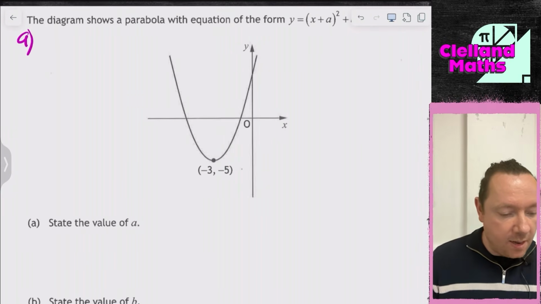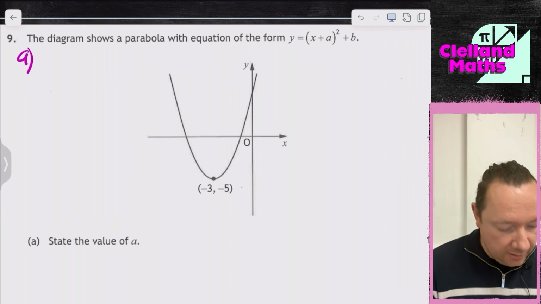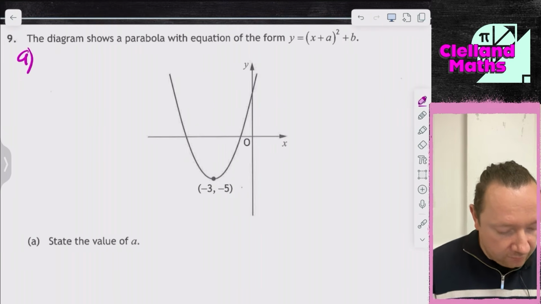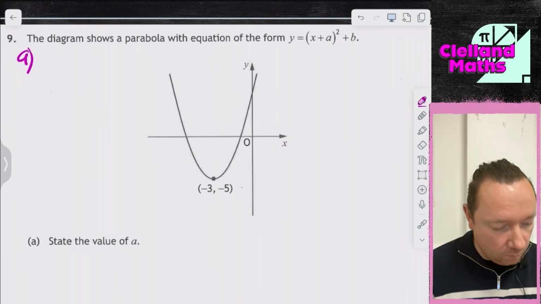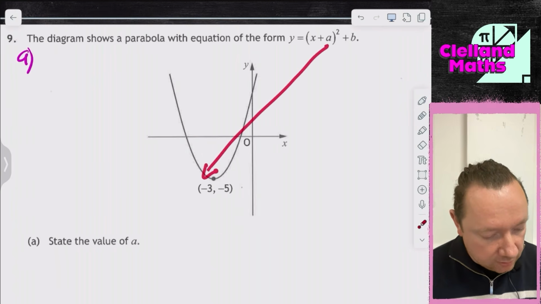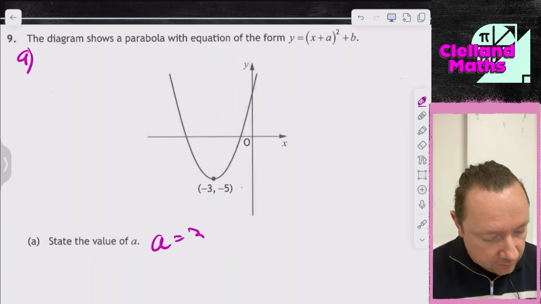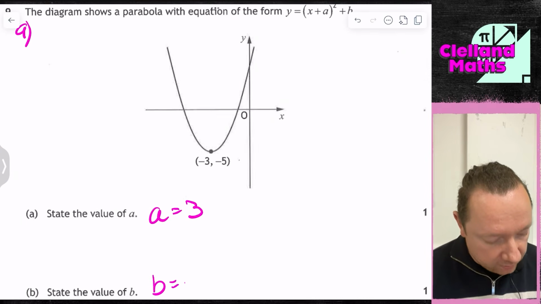SQA National 5 Maths 2025, Paper 1, Question 9. The diagram shows a parabola with equation of the form (x plus a) squared plus b. It says find the value of a and b. So all you need to remember is that one changes sign, so it's minus 3, so it changes back to 3. And this one does not change sign, so it's still just minus 5. So b is minus 5.